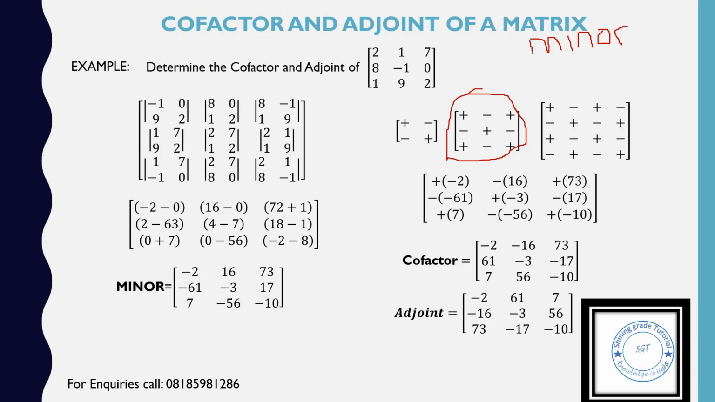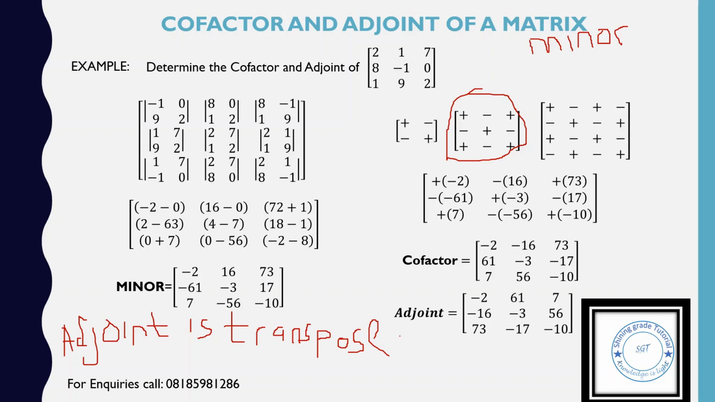Now we have to get the adjoint. So what is the adjoint? The adjoint is simply the transpose of the cofactor. I think you know what transpose is now.